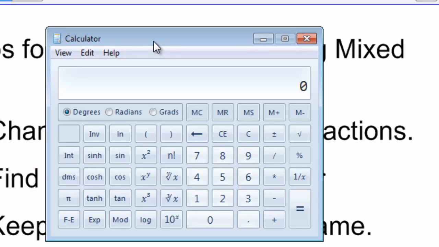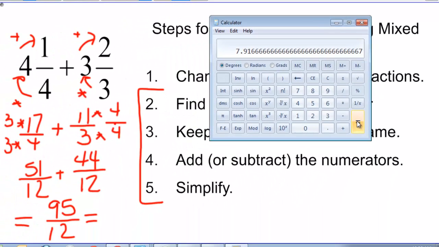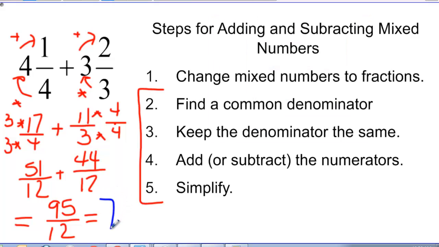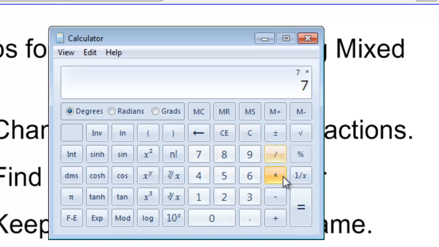So if I wanted to change 95 twelfths back to a mixed number, I could use my calculator and do 95 divided by 12. And I can see it's very, very close to 8, but not quite 8. So I am going to write down that it is 7 whole. Then I need to figure out how many of my twelfths got used up in those 7 wholes. So I'm going to do 7 times 12, and that equals 84. And so I can see that I've used up 84 twelfths in my whole.